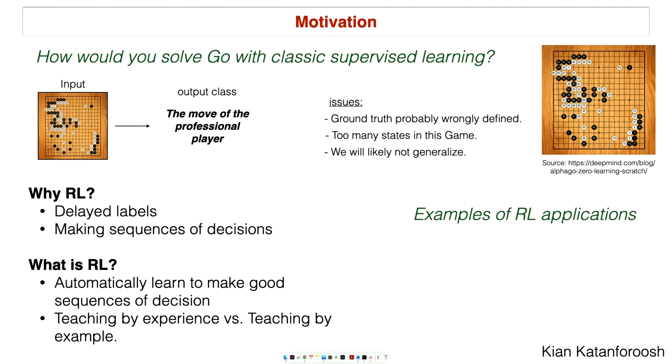Some examples of reinforcement learning applications, I'm going to mention them. We have gaming, of course, that we already covered. What are other applications of AI where we need good sequences of decisions? Yes. Autonomous driving? Yeah, correct.